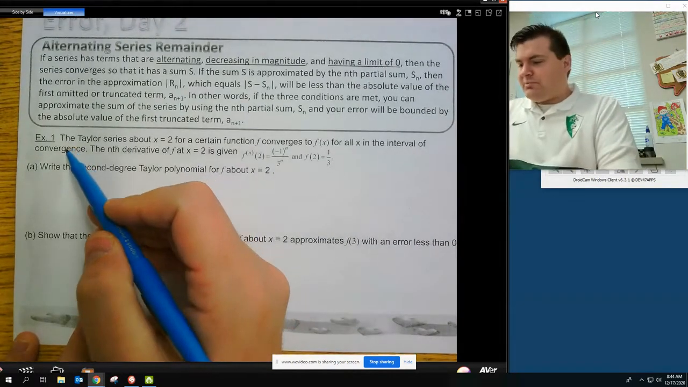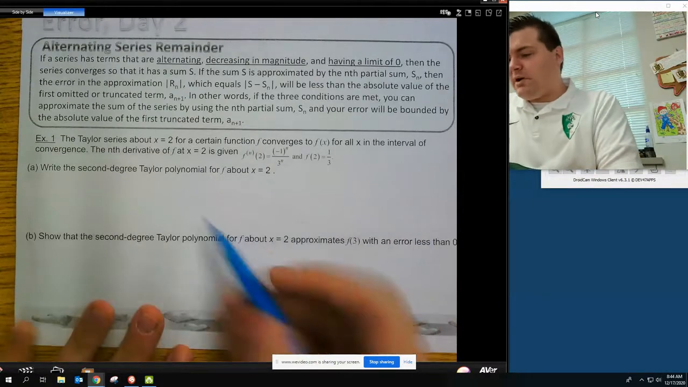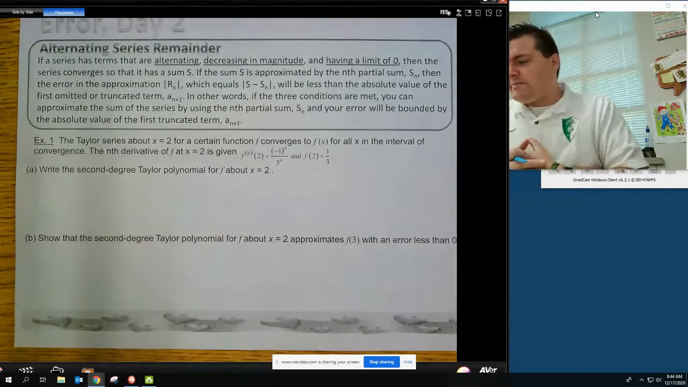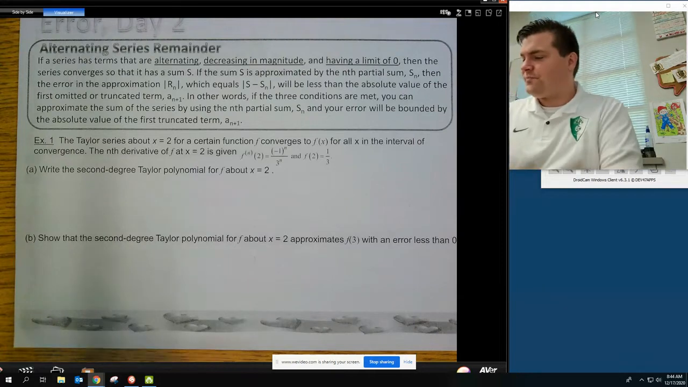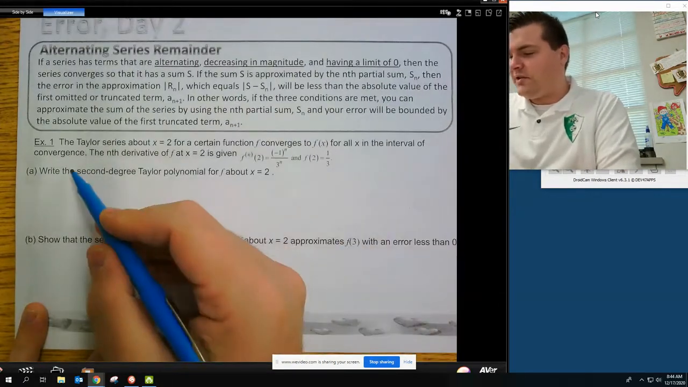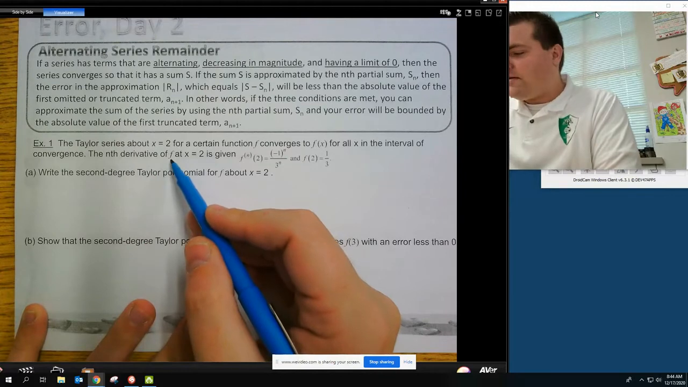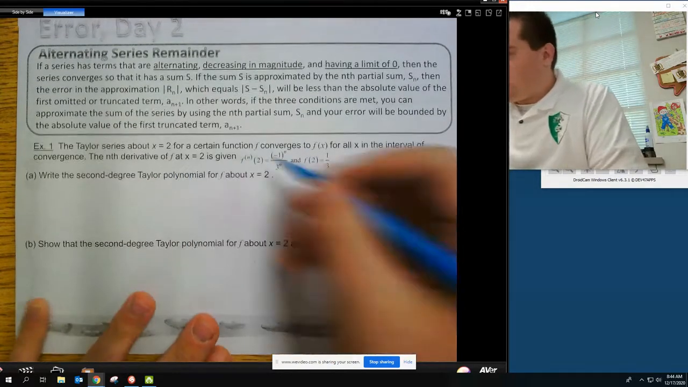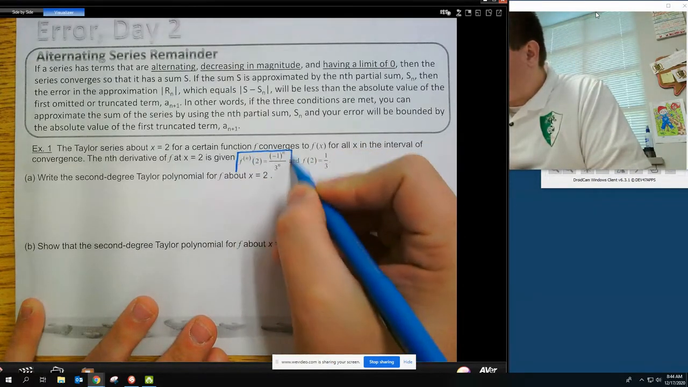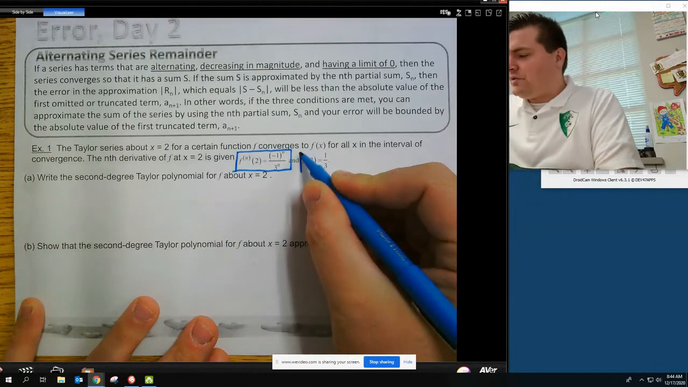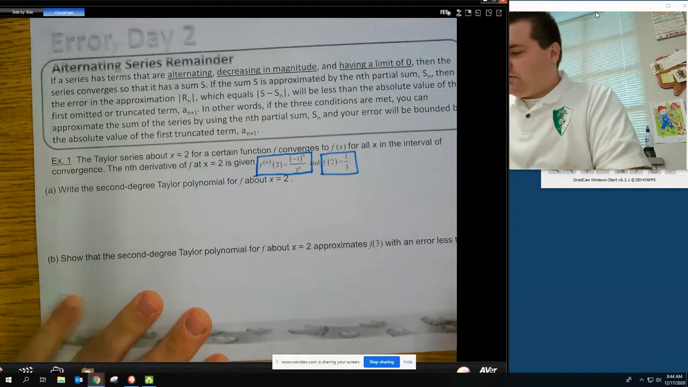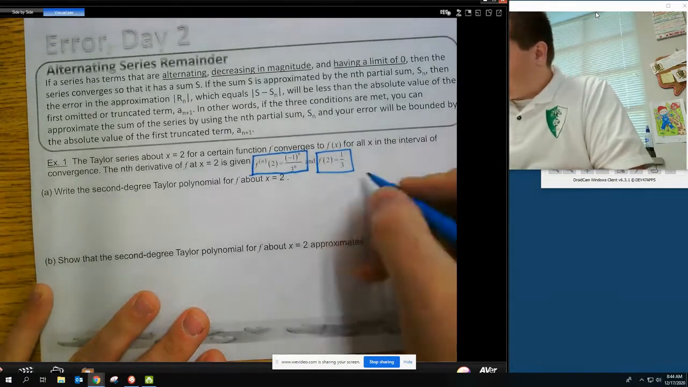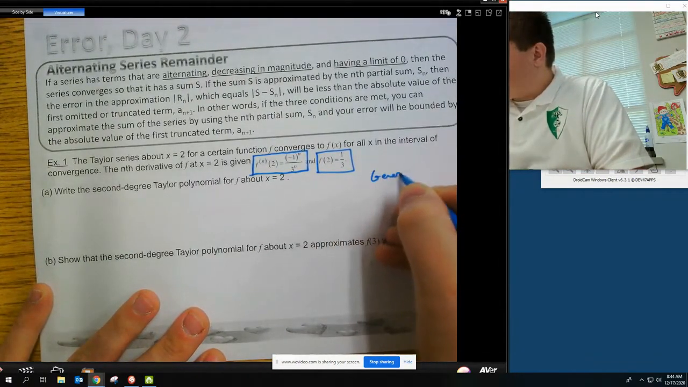So same prompt for the entire thing. Just one prompt, one problem, different parts. Taylor series about x equals 2 for a certain function converges to f of x for all x in the interval of convergence. So the nth derivative of f at x equals 2 is given by this right here, and the original term is 1/3. My general term will help me find everything.